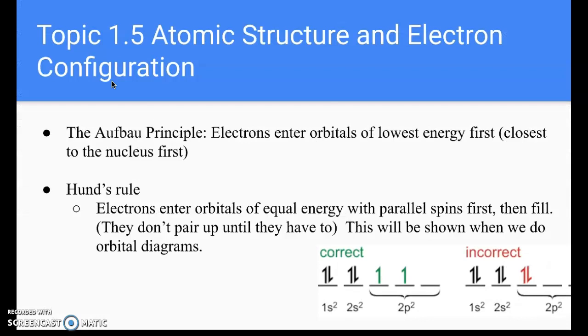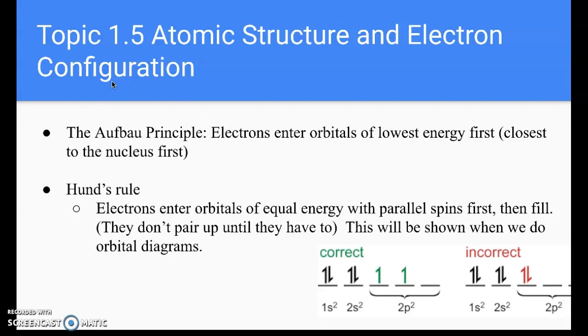Right. Next, we have the Aufbau principle. That's how electrons enter orbitals of lowest energy first. So they fill the orbitals closest to the nucleus first, until they've hit their capacity, and then they keep moving farther and farther away to higher energy levels.